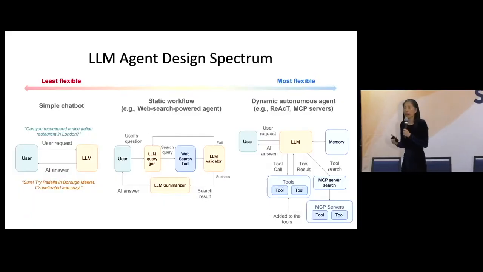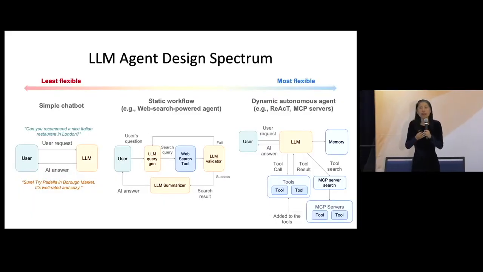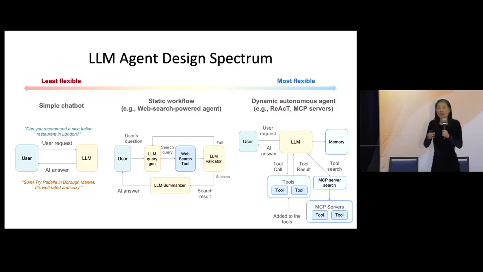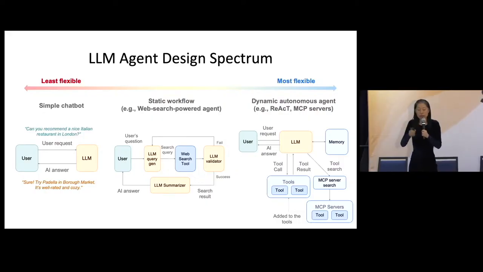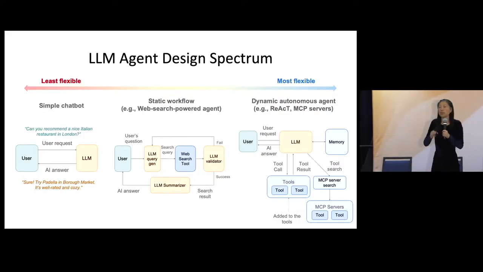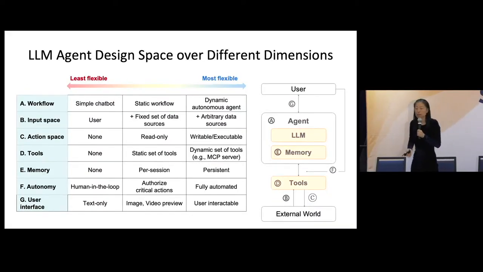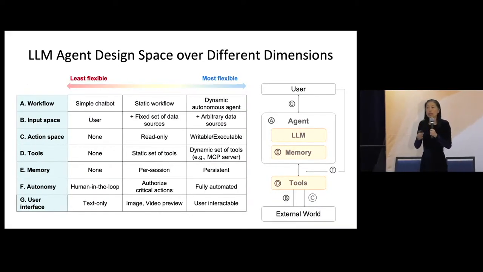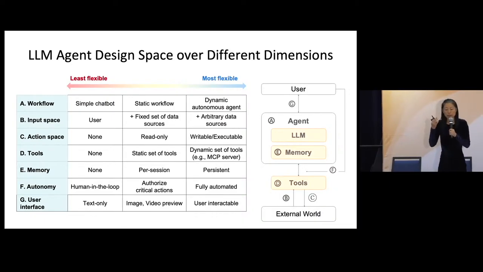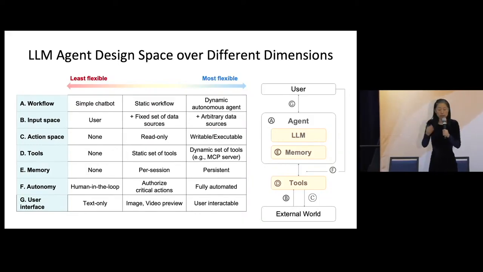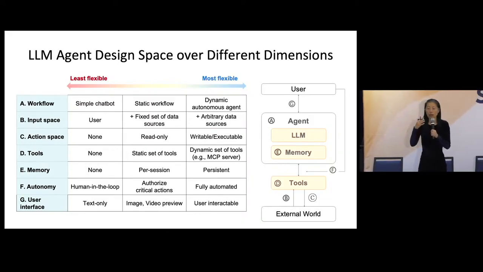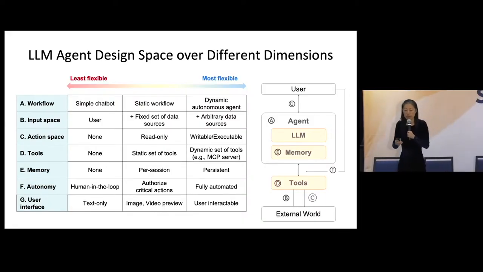So when we talk about LLM agents, it's actually not just one thing. Actually, LLM agents have a very broad design spectrum. For example, all the way ranging from simple chatbots, static workflow, and also fully dynamic workflows and control flows. And also, actually, there are many different dimensions for this overall complex agent design space, all the way including the degree of flexibility in workflow, in input space, action space, tools they use, how they handle memories, the degree of autonomy, and user interface, and so on.